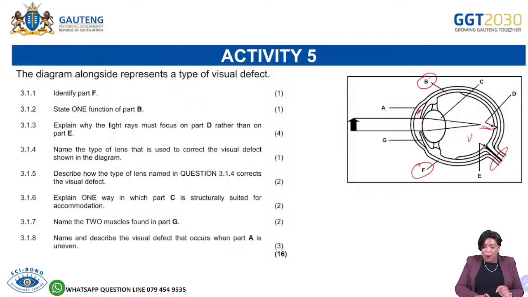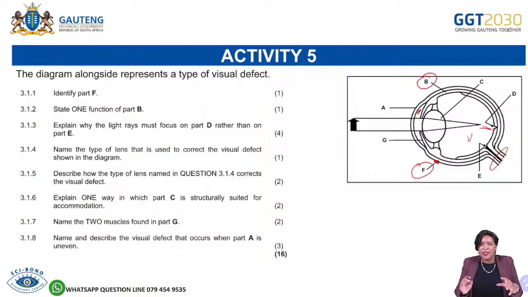F is going to be our sclera. Why? Because it is the outermost layer. Remember I said it looks like it is the outermost layer. And then your part B is going to be what? Your choroid. What is the choroid? It is darker. Look at your diagrams. Most of the time when they give you a diagram of the eye, the middle layer is going to be darker. And there's a reason for that.